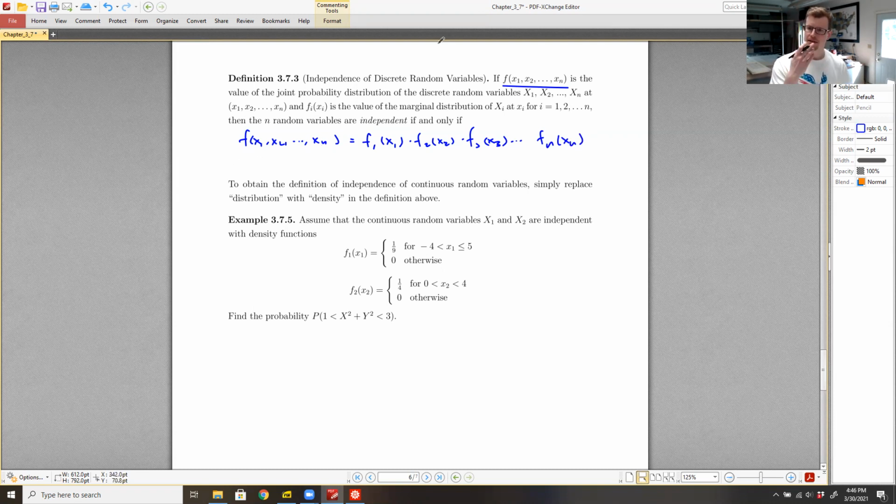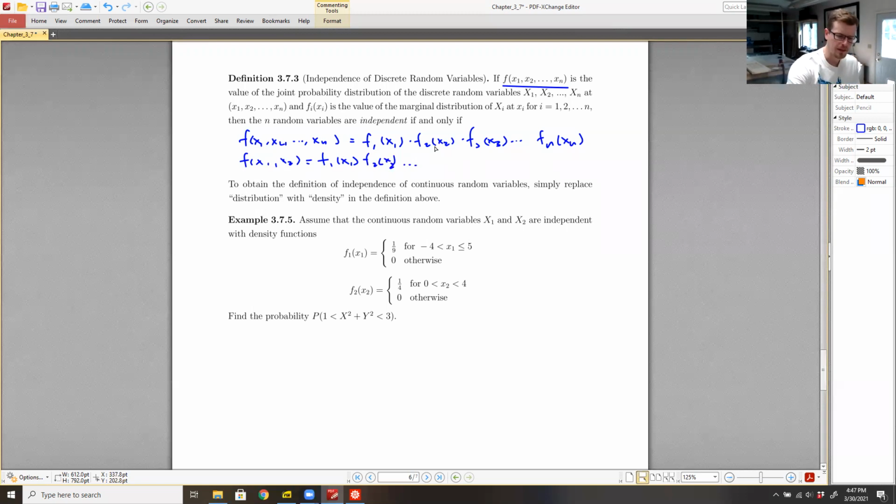Now I believe that this is not the complete definition. I'm thinking maybe I forgot to copy something here, because much like when we talked about the independence of multiple or many events, we had to consider the probability of all of them together, every pair, every triplet, all the way up to all n events. So we should also have f of x1, x2 equal to f1 of x1 times f2 of x2, and so on.